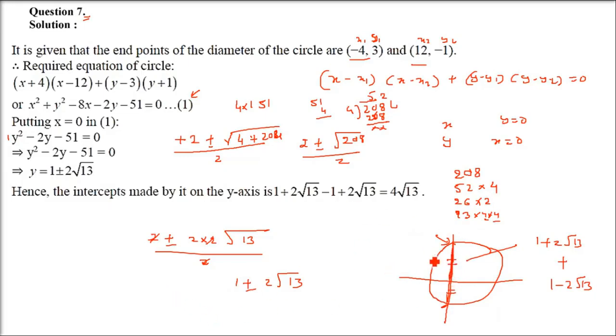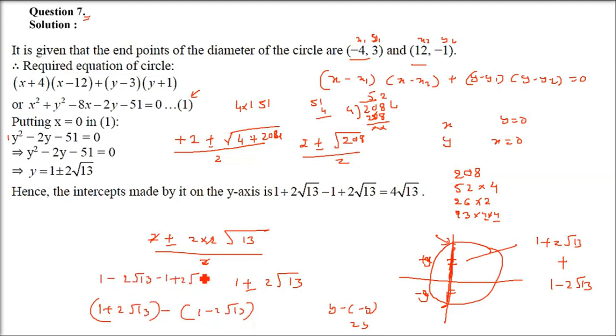Whenever we come here on the y-axis, always this is the positive y-axis and the below is the negative y-axis. So if you add y with minus y, you will get 0. So that's not a good idea. You have to do y minus of minus y in order to get 2y. So here we will do 1 plus 2 root 13 minus of minus 1 plus 2 root 13. So you get 1 plus 2 root 13 minus 1 and plus 2 root 13. This 1 gets cancelled. This is 4 root 13.